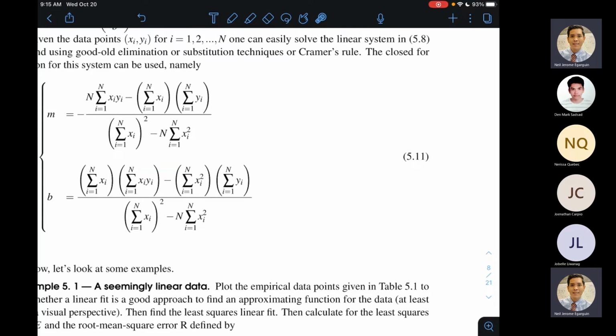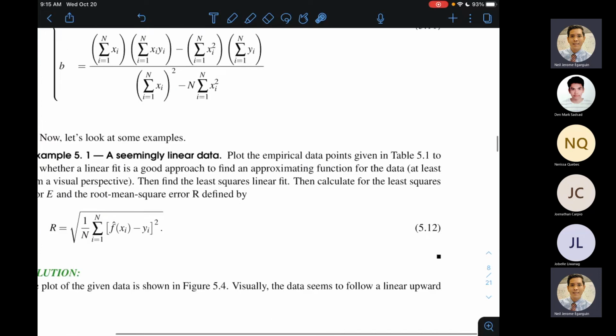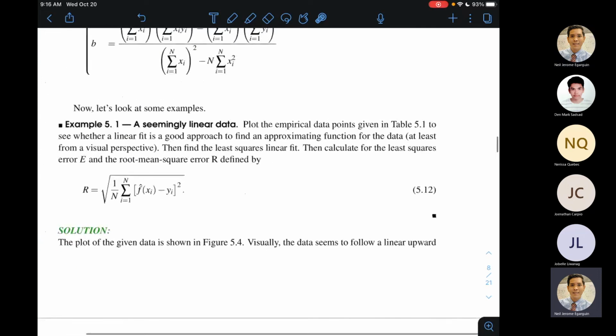And this is used if we know that the data has almost a linear trend. Okay, so let's look at a specific example, example 5.1. We are given empirical data, which we'll look at in table 5.1. Then it says, let's see if the linear fit is a good approach by looking at a visual inspection of the data. All right.